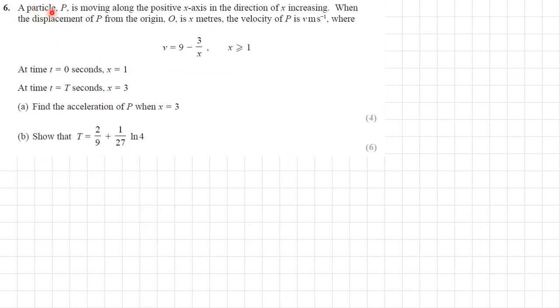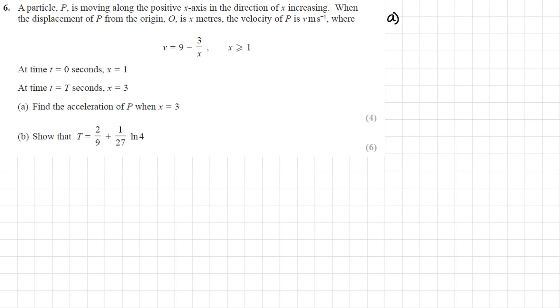Question 6. A particle P is moving along the positive x-axis in the direction of x increasing. When the displacement of P from the origin O is x meters, the velocity of P is v meters per second, where v is equal to 9 minus 3 over x, x is greater than or equal to 1. At time t equals 0 seconds, x equals 1. At time t equals T seconds, x is equal to 3. Part A, find the acceleration of P when x is equal to 3.